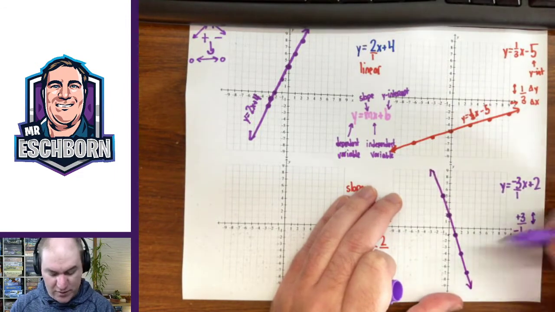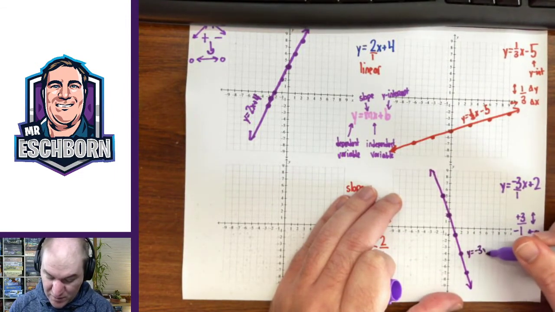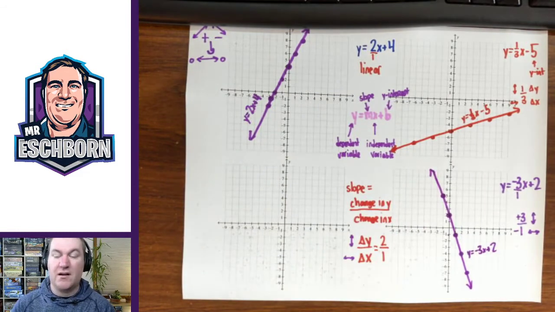There we go. Another beautiful line by Mr. Eschborn. There we go. There is our graph for that one.